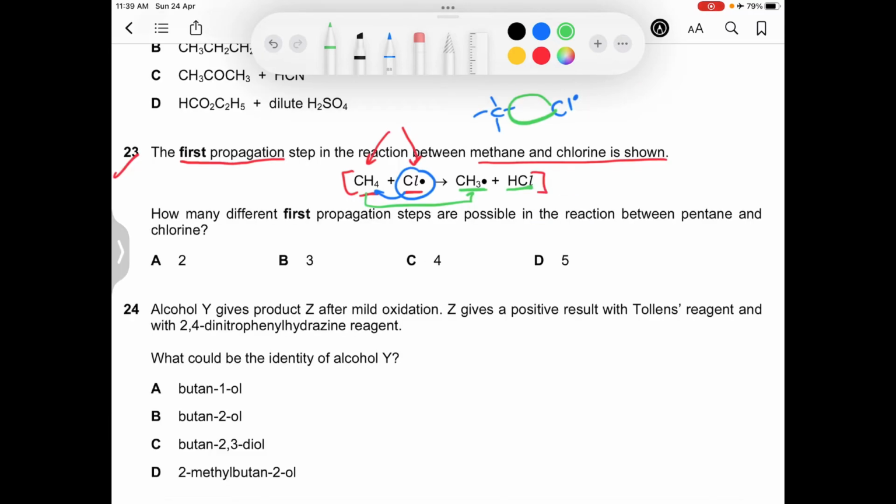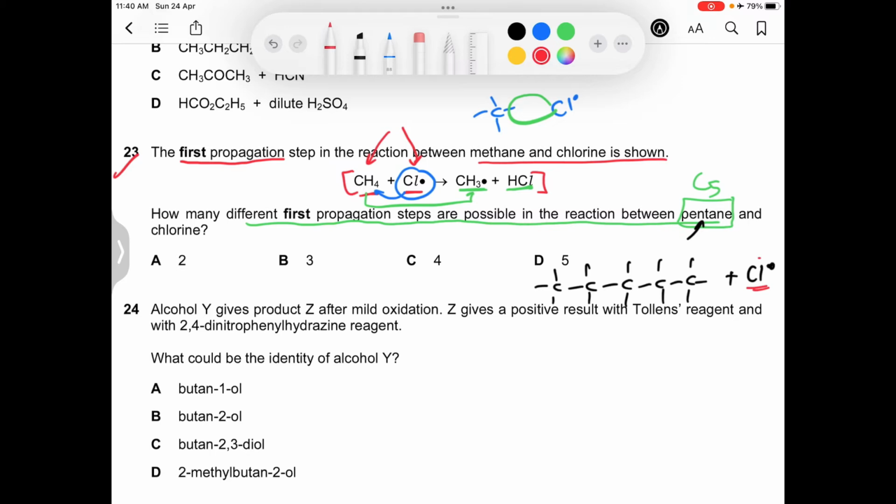Okay. It says, how many different first propagation steps are possible in the reaction between pentane, C5, and chlorine. First of all, you will draw the pentane. We have 5 carbons, right? 1, 2, 3, 4, and here we have 5. And each carbon has a certain number of hydrogen atoms. So once you have a reaction between a chlorine radical and this, and this is a propagation step, the chlorine radical will hit and catch one of the hydrogens.